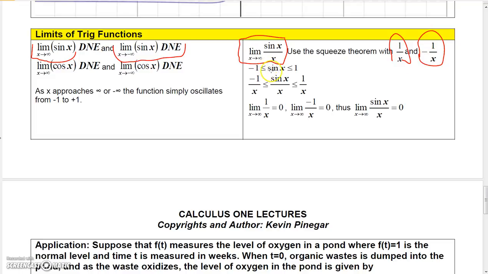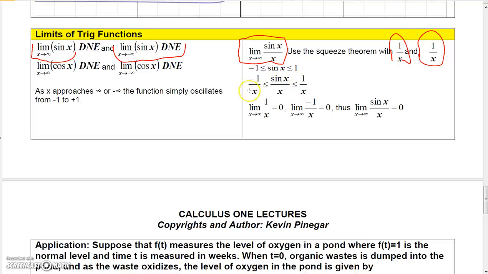It's pretty simple. First of all, we know the sine function has to be within the closed interval negative 1 to 1, because the upper limit for the sine function is 1 and the lower limit is negative 1. Well then, if you divide each of these by x, assuming x is a positive number, you get minus 1 over x is less than or equal to sine x over x is less than or equal to 1 over x.